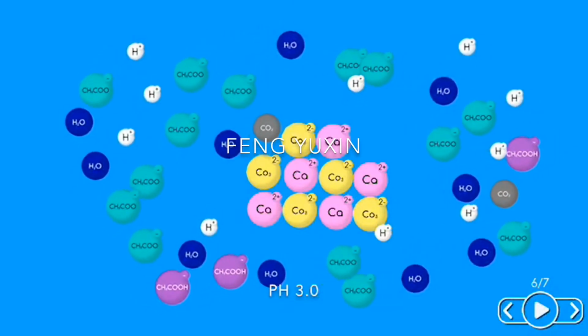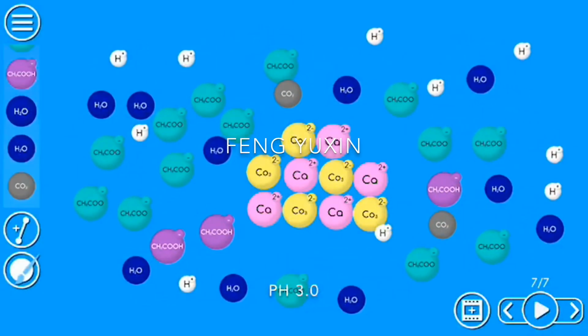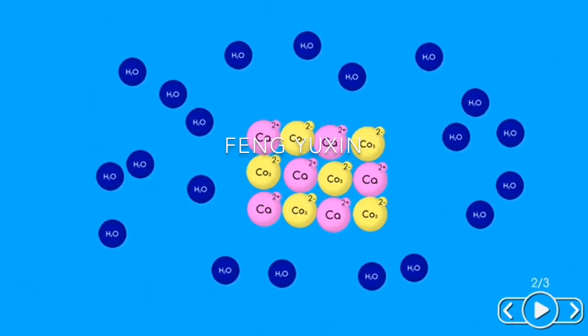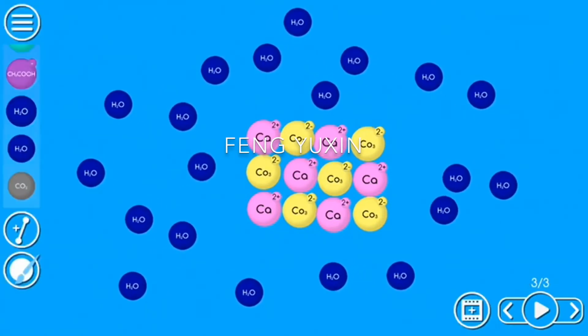Lastly, assuming that normal rain has only water, no corrosion will take place as there are no H+ ions to react with the carbonate in calcium carbonate.